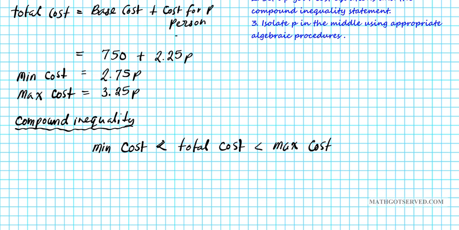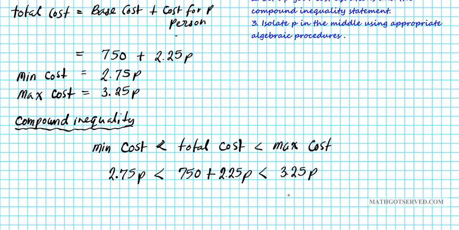Our minimum cost is 2.75p, okay? $2.75 times p people. Our total cost is the base cost of 750 for the band, plus 2.25 that a caterer charges for p persons. Maximum cost is 3.25 unit cost times the number of people, p. Now we have our compound inequality.